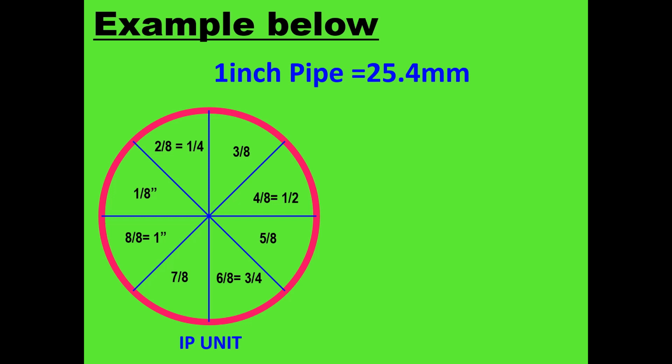You can easily remember these steps. Start from 1/8. If you add 1/8 to every individual section, you will get the next pipe size in the range. With the same steps, I am going to show here the metric units.